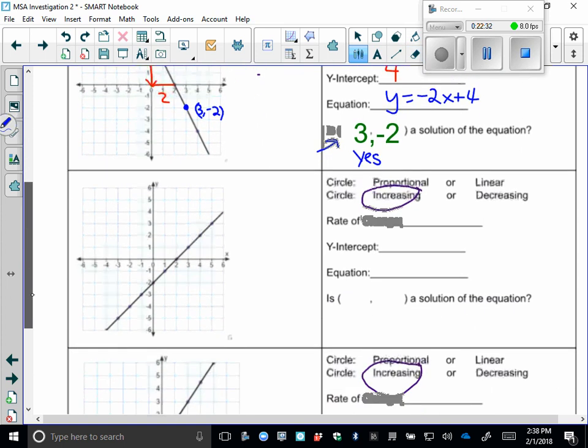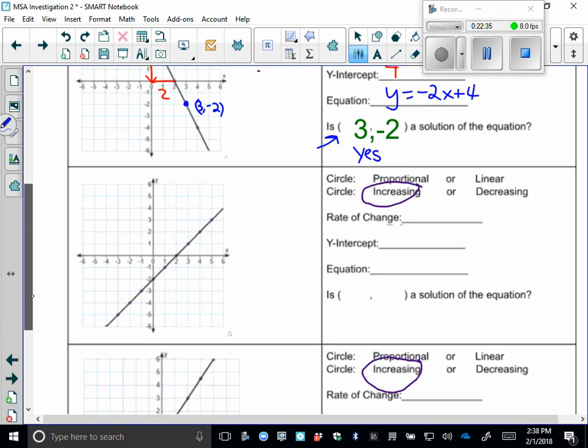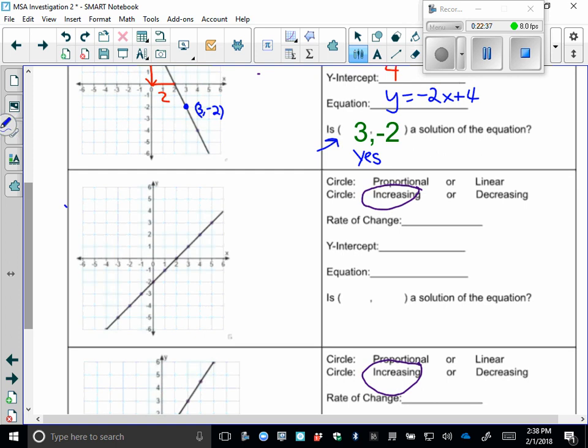So this one's increasing. Is it proportional? This one right here? No. Is it linear? Are you going to show us today? Pardon me? Are you going to show us? Yes, I'll hand it to you. Okay, what's the rate of change here? Up how many? 2. Over how many? 2. Okay. So the change in y over the change in x is up 2 over 2, which is just 1. Where does it start on the y-axis?